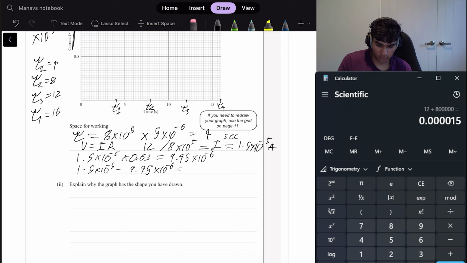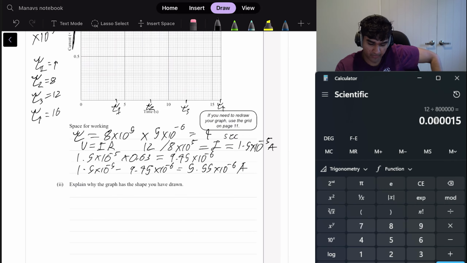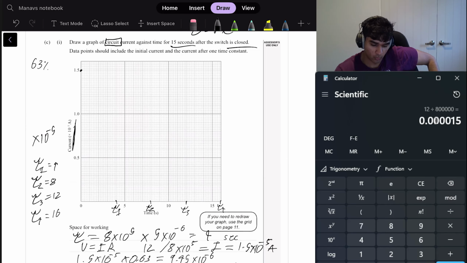And we get 5.55 times 10 negative 6 amps. Alright, pretty much a step here was, we know 63% of circuit current will decay in the first time constant.